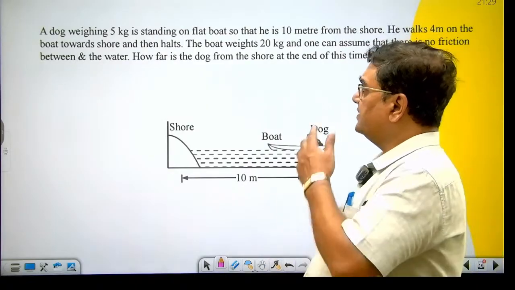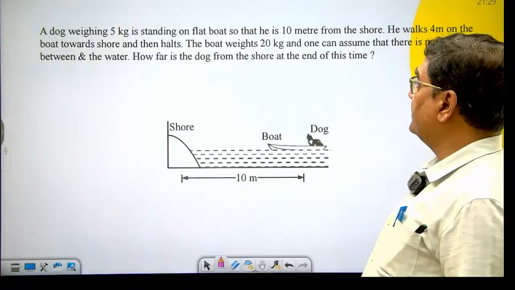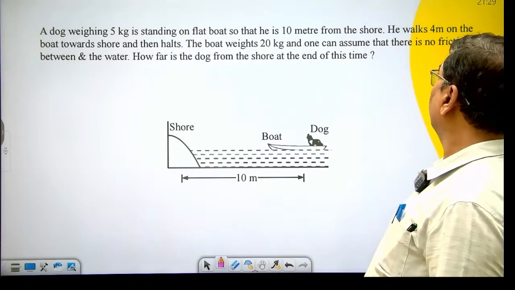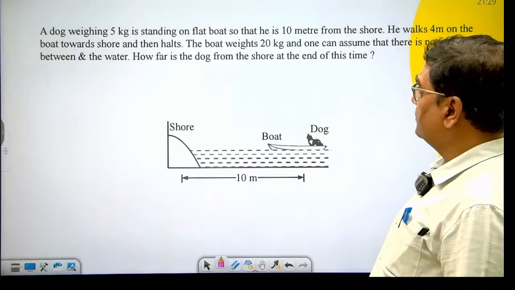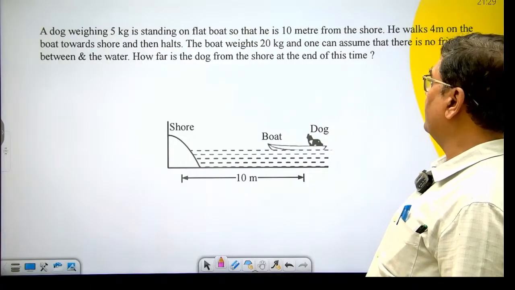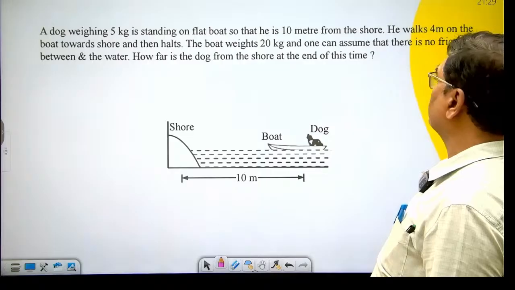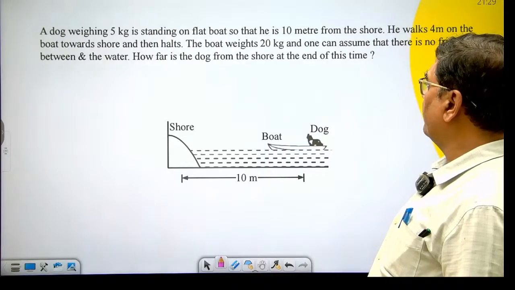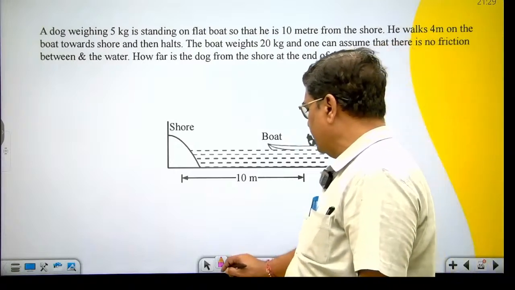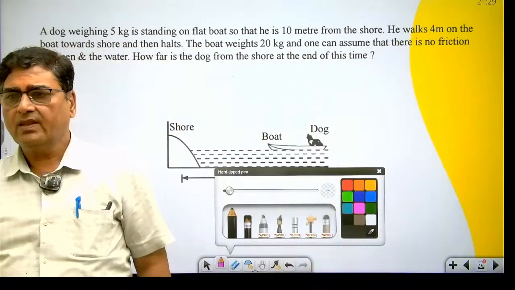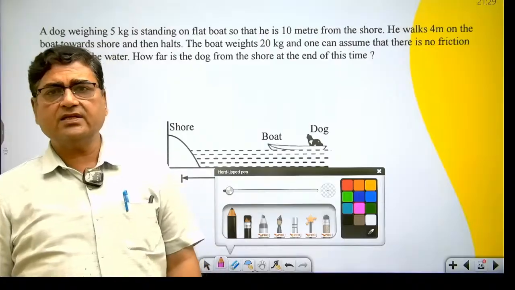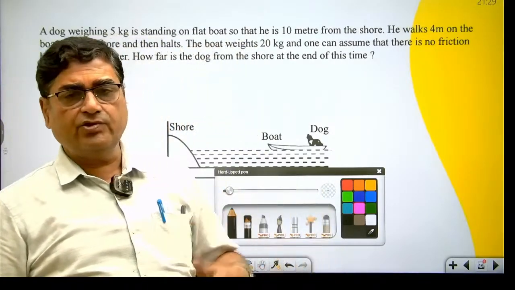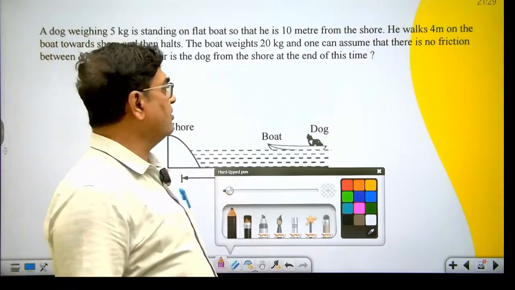Now let's see this problem. A dog weighing 5 kg is standing on a flat boat so that he is 10 meter from the shore. He walks 4 meter on the boat towards shore and then halts. The boat weighs 20 kg and one can assume that there is no friction between boat and the water. How far is the dog from the shore at the end of this time? Since in this question also there is no external force in x direction, the position of center of mass in x direction will not change. So we will use the equation of conservation of momentum and solve the problem.